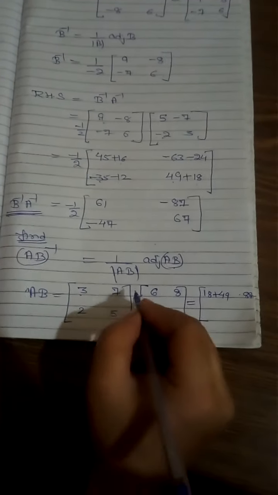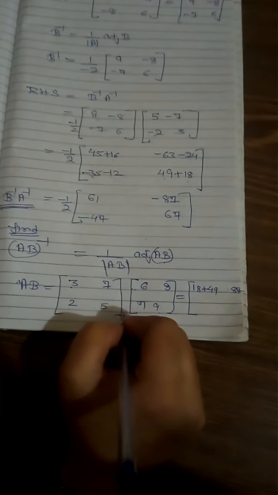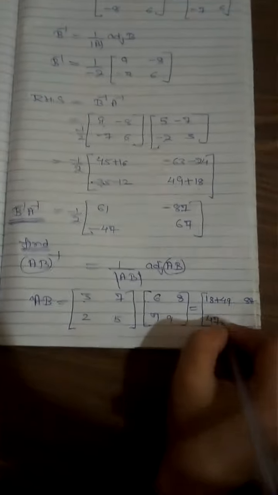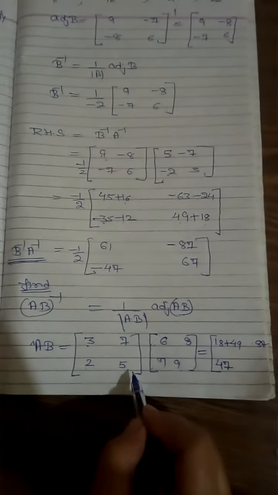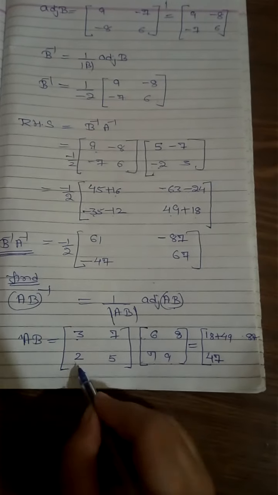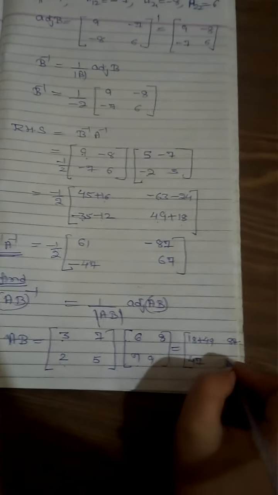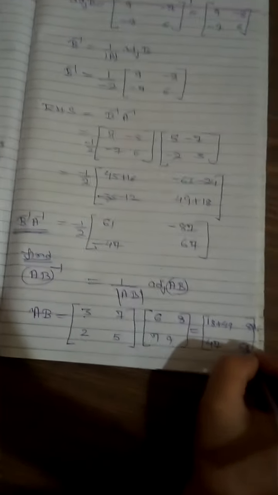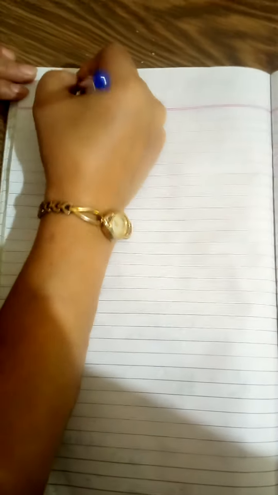Directly I am writing this 87 after solving. Then 6 2s are 12, 12 plus 7 5s are 35, 12 plus 35, it is coming here 47. Then 8 2s are 16, 16 plus 9 5s are 45, then 16 plus 45 is 61. This is the AB matrix. Now what is the value of AB matrix? The value of AB is 67, 47, 87 and 61.